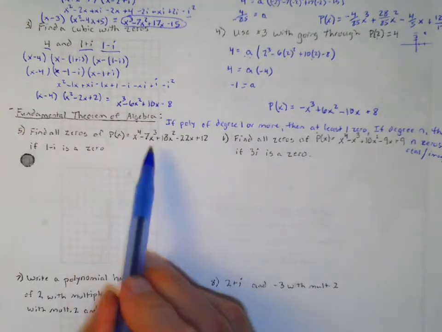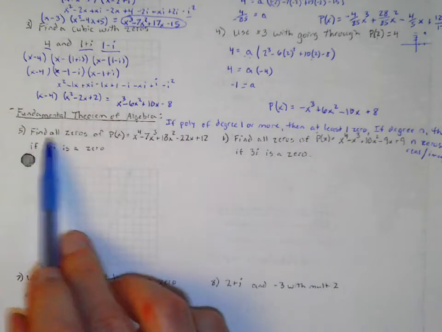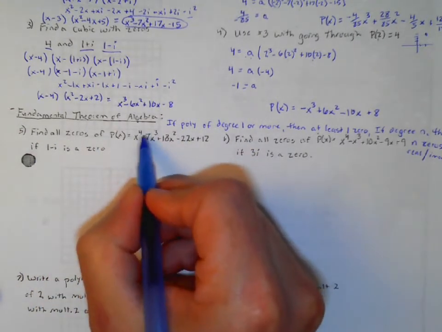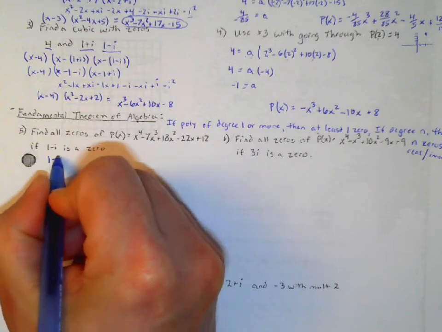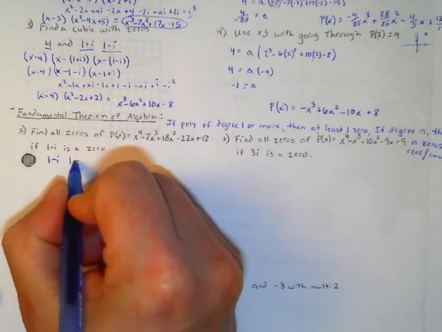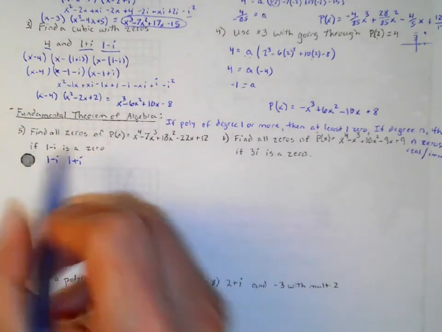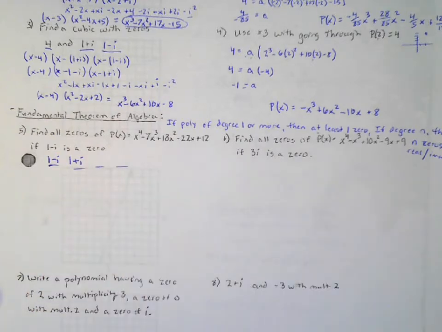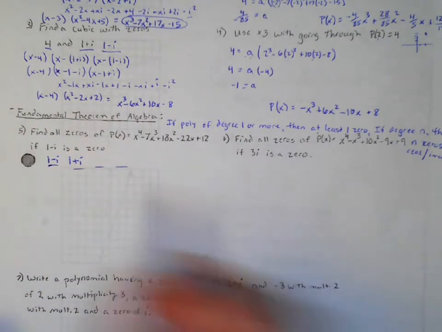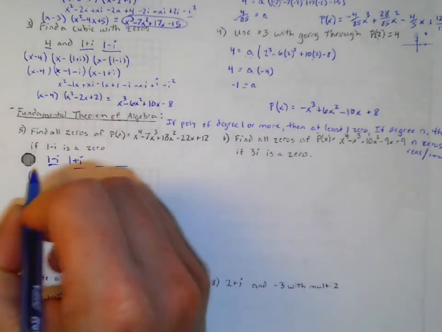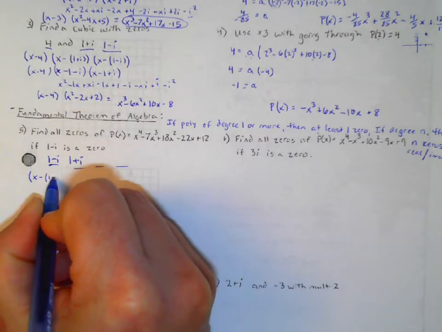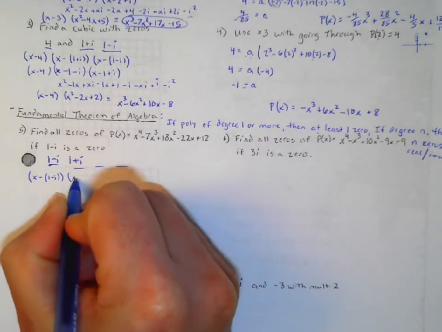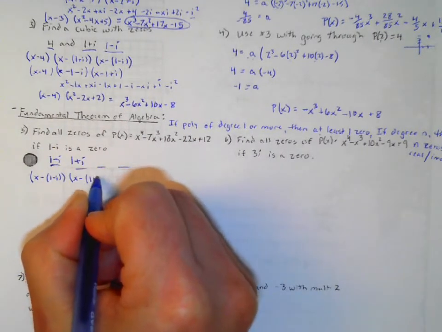Okay, so what we're going to do is we're going to find all the zeros here. So if it's x to the fourth, there has to be 4 answers. Okay, I know one answer here is going to be 1 minus i, which means another answer is going to be 1 plus i. So that's 2 of my answers. I have to find 2 more. Okay, so I want all 4 answers. So let's take these and multiply these together. Okay, so the factors would be x minus 1 minus i and x minus 1 plus i.